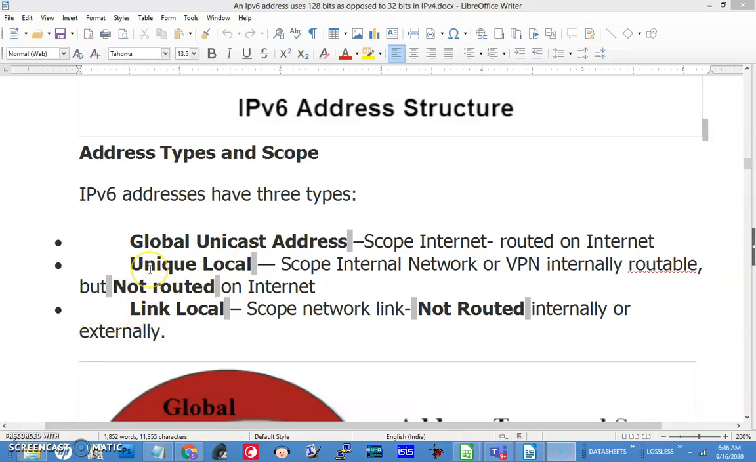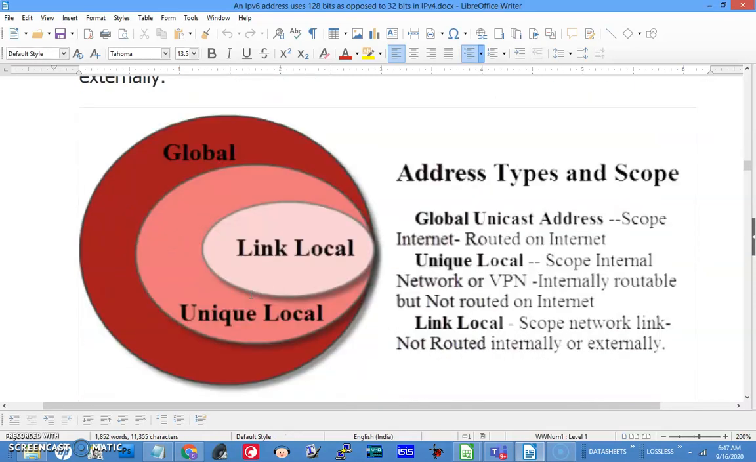So the classification is based on the coverage of addressing. Global means it's covering the entire internet. It's like our public IP addresses. Unique local are internal network on a private network, and it's not routed, just like your private IP address. Link local is in a single network link. This diagram shows how they are covering up, a kind of Venn diagram. So the whole IP address space is divided like this.